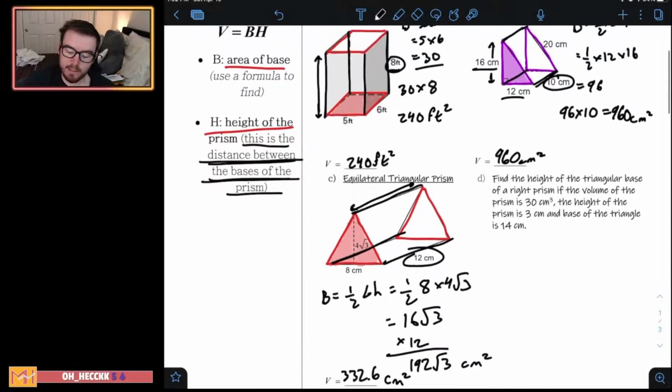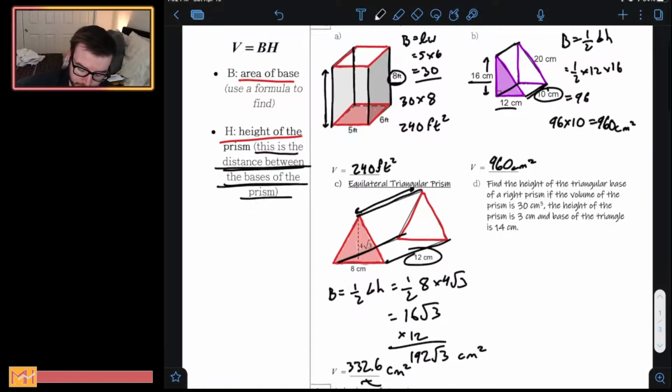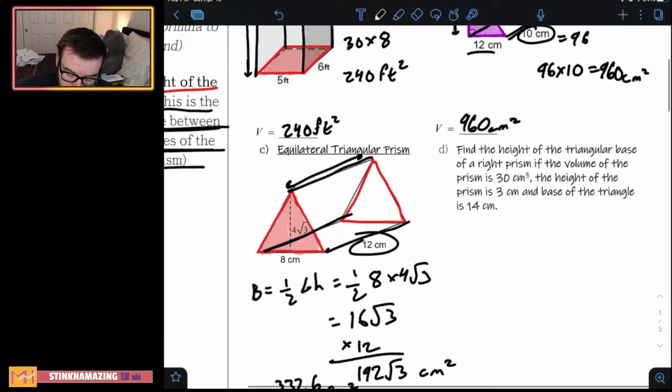Am I making sense here? I hope so. You identify the base, you find the area of said base, and then you multiply by the height of the prism. That is it. This one's a little cute here.